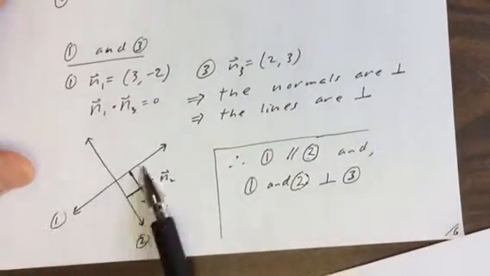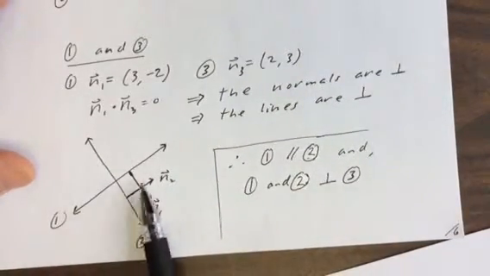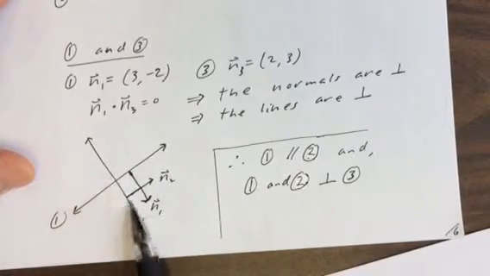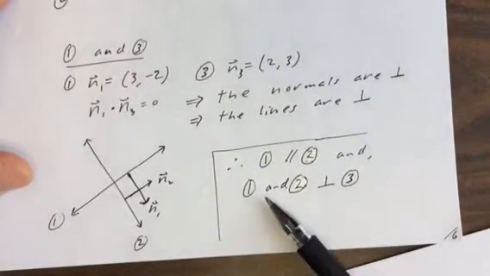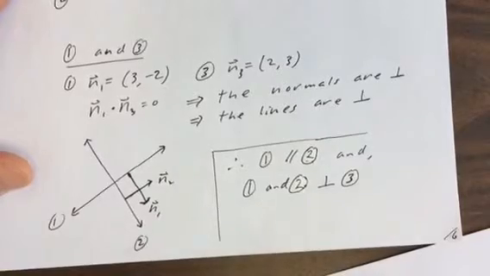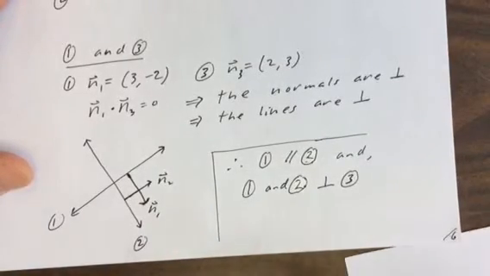So if we have line 1 and line 2 with perpendicular normals, that implies that the lines are perpendicular. Our final statement would be: 1 is parallel to 2, and 1 and 2 are perpendicular to 3. And that's it for that.